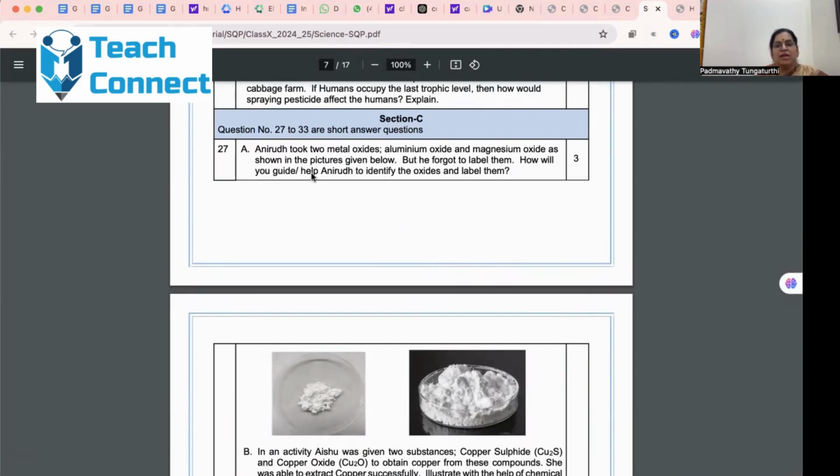Anirudh took two metal oxides, aluminum oxide and magnesium oxide. Whenever aluminum oxide is given, I think students will celebrate, because aluminum oxide is an amphoteric oxide and magnesium oxide is a basic oxide.